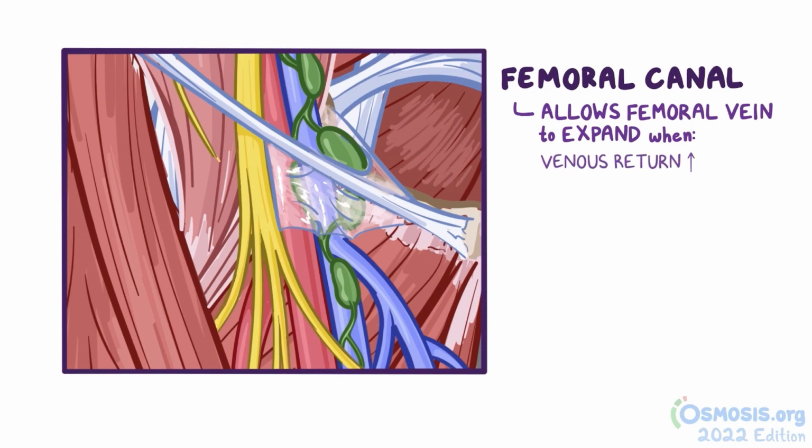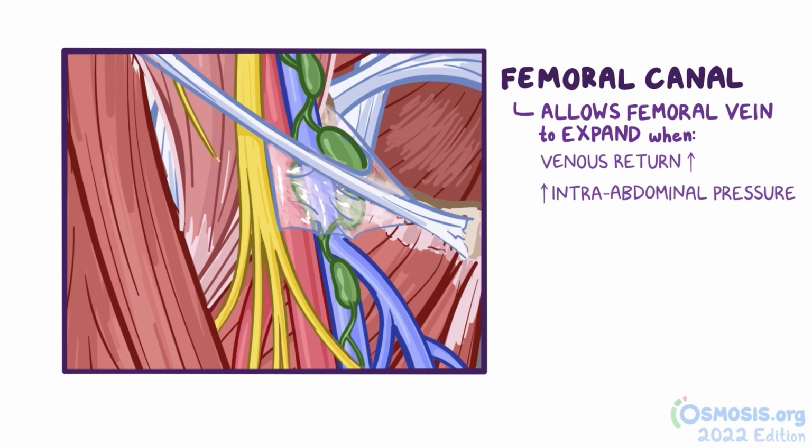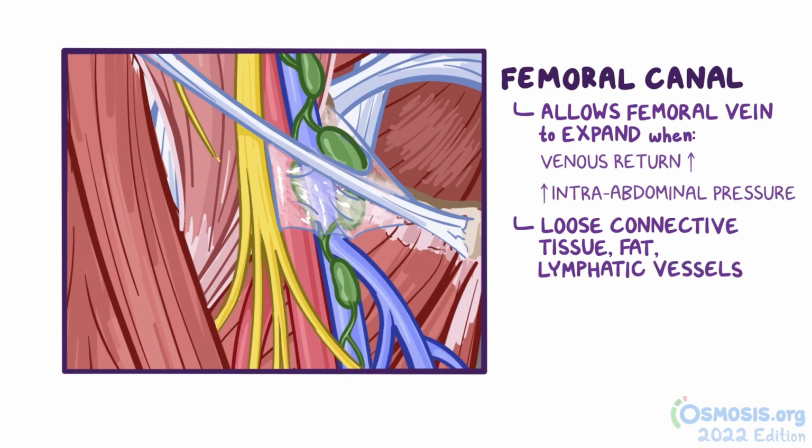When it comes to functions, the femoral canal allows the femoral vein to expand when venous return from the lower limb is increased, or when increased intra-abdominal pressure causes a temporary stasis or blockage in the vein. For example, this can occur during Valsalva maneuvers, which is when you ask the individual to exhale forcefully as if blowing up a balloon with a closed mouth and with the nose pinched shut. The canal also contains loose connective tissue, fat, a few lymphatic vessels, and sometimes a deep inguinal lymph node called the lacunar lymph node.